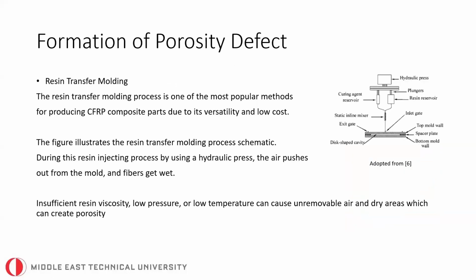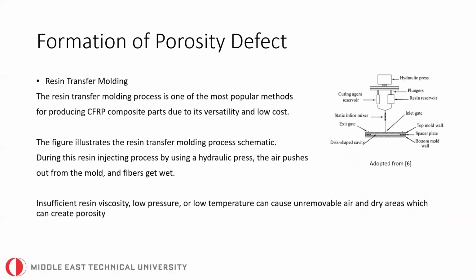The resin transfer molding process is one of the most popular methods for producing carbon fiber reinforced polymers due to its versatility and low cost. In this process, polymeric thermoset resin is injected into the mold cavity, which is preloaded with a multi-layer fiber reinforced preform. This figure illustrates the resin transfer molding process schematic.